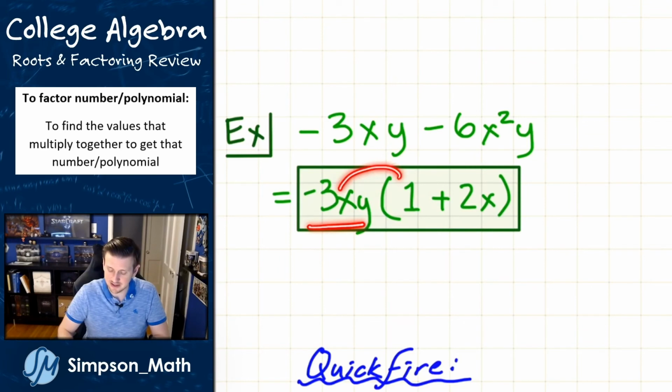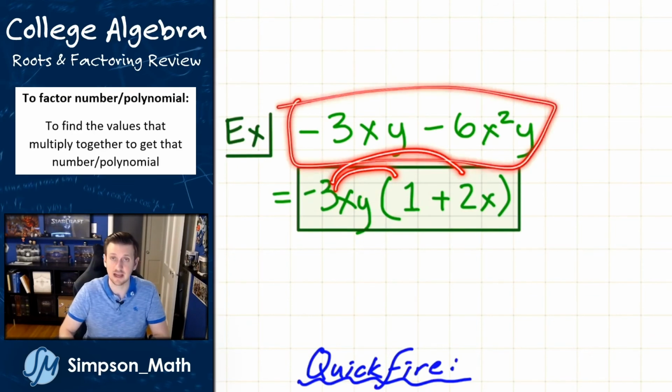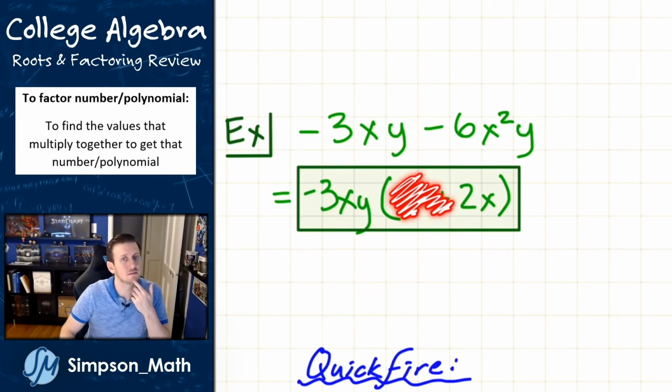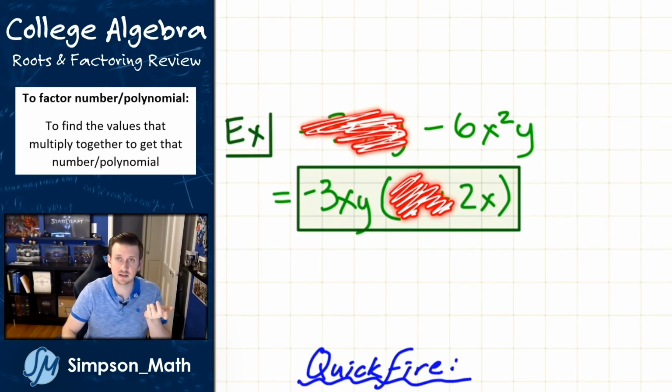And also then do a distribution double check. So if I was to distribute this, do I end up with what I previously had? Yes, because this is negative 3xy times 1, which will give me that negative 3xy. But if I didn't have this, and you probably wouldn't have written the plus, then you just have negative 3xy times 2x. Distribute that, and you just have negative 6x squared y.